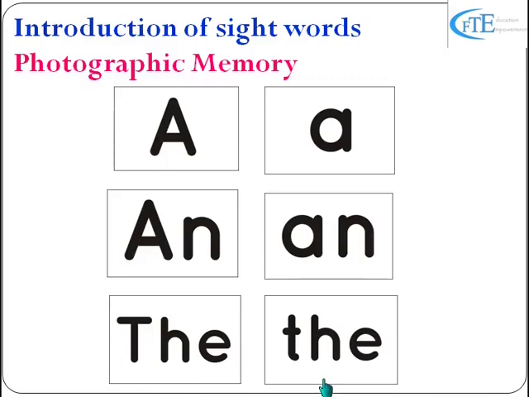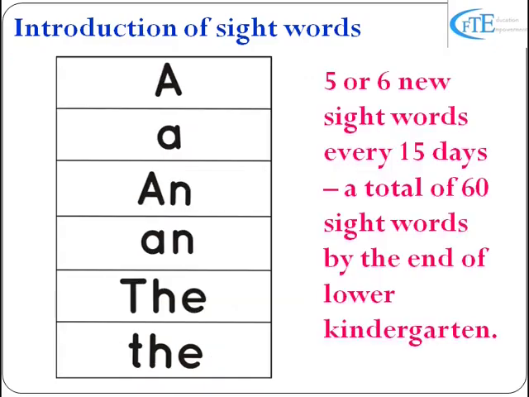At the LKG level, we only present the sight words as pictures. But at the next level, the upper kindergarten level, we teach the child how to spell these words. You could also introduce them on an A4 sheet of paper and again use the same method. A, an, the.